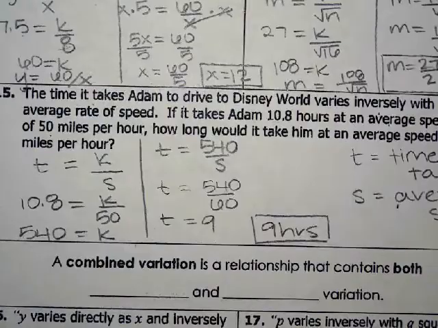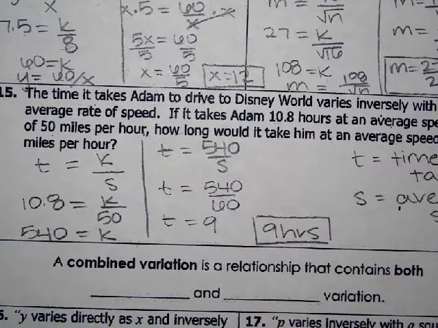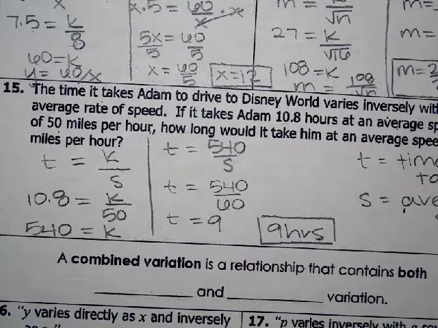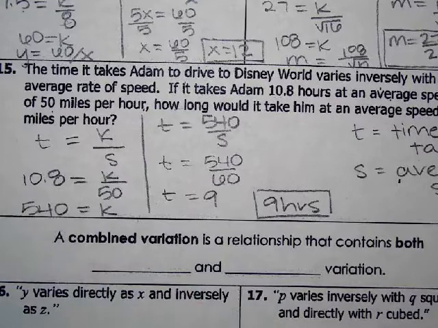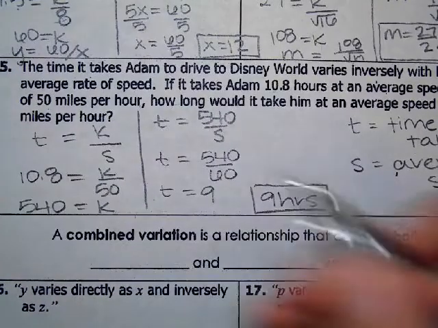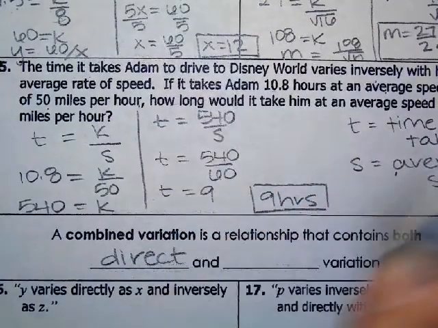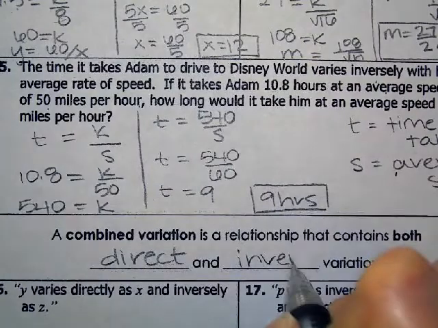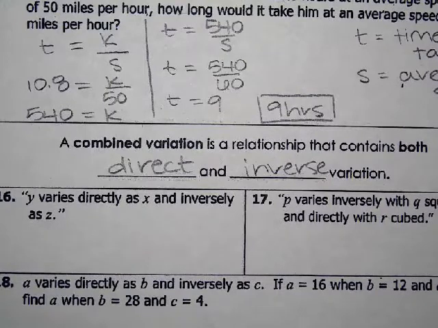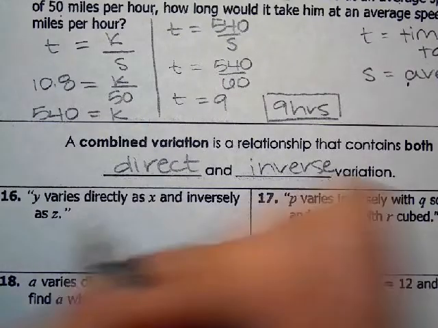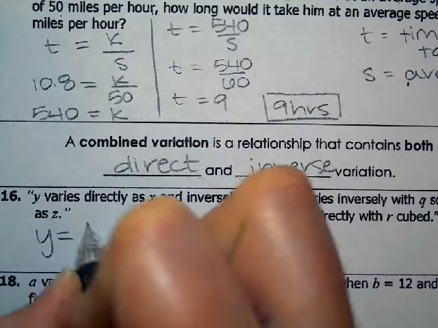All right. We filled this part out on the graphic organizer, but a combined variation is a relationship that contains both direct and inverse variation. So, for example, y varies directly as x and inversely as z.